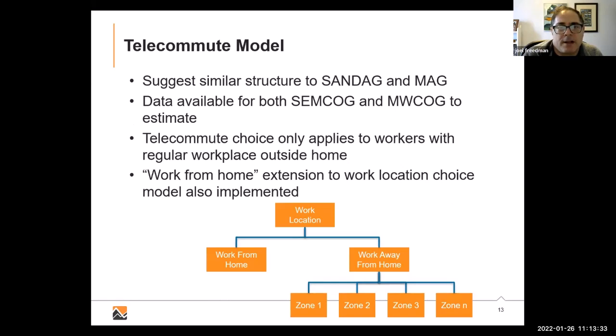The telecommute model only applies to workers with a regular workplace outside home. Unfortunately, the previous version of ActivitySim didn't consider workers who work from home explicitly, so we added that largely as a tool so that we could also model telecommute choice reasonably well.